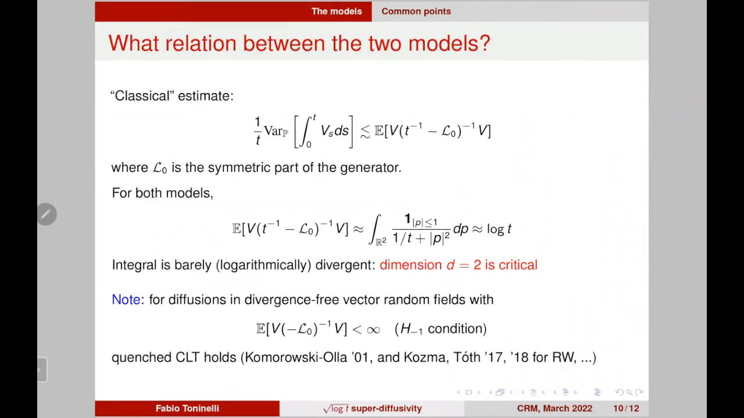So this diffusion in the curl of the Gaussian free field is really at the boundary where this H-1 condition fails, because this integral up here would diverge for t equal infinity, but only barely fails. And this is the reason why this model was introduced by Tóth and Valkó: to have a simple, nice model that is exactly at the boundary between the H-1 condition and the case where it fails. Okay, so this is the best I can say to show the relation between the two models.